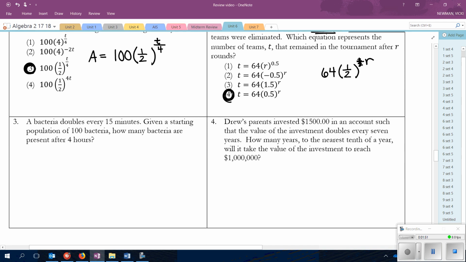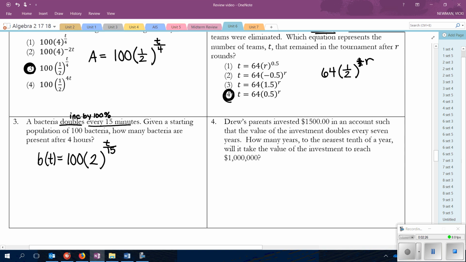Okay, number 3. A bacteria doubles. That means increases by 100%. So in our parentheses, we have 1 plus 100% is 1, so in our parentheses, we have a 2. And it says every 15 minutes. So this isn't every 1 minute or every 1 hour or every 1 year. So it's T divided by 15. Given a starting population of 100 bacteria, how many bacteria are present after 4 hours?